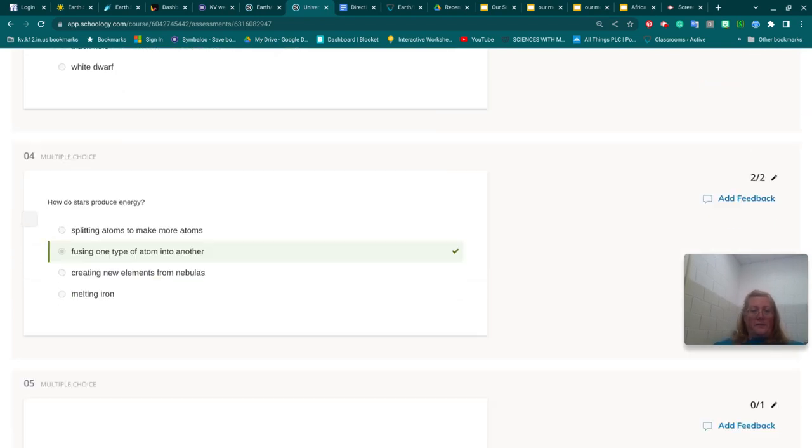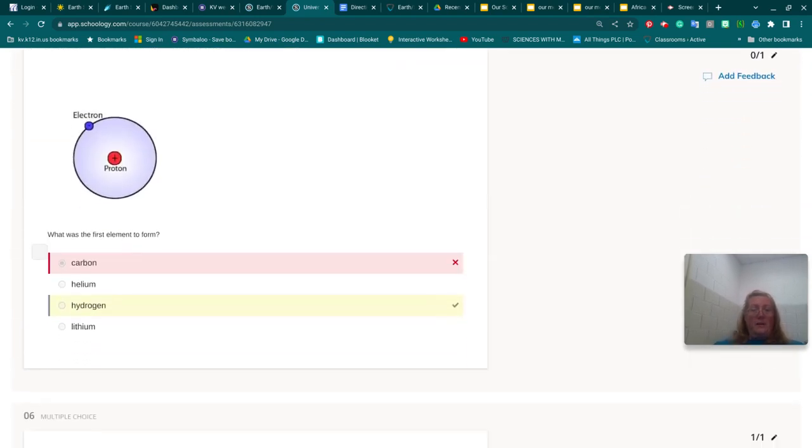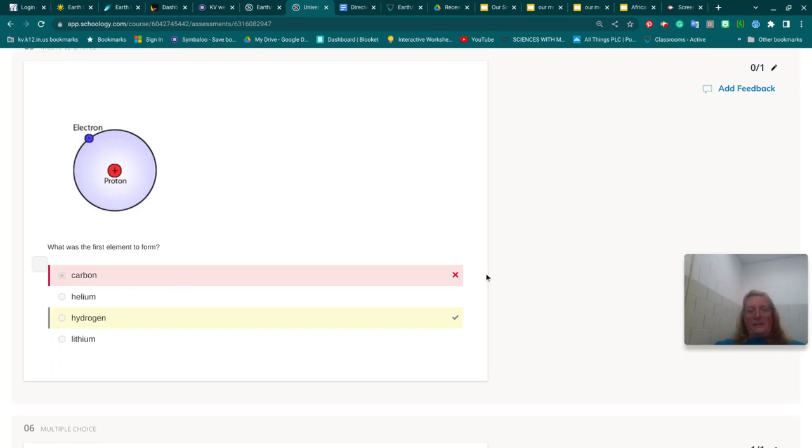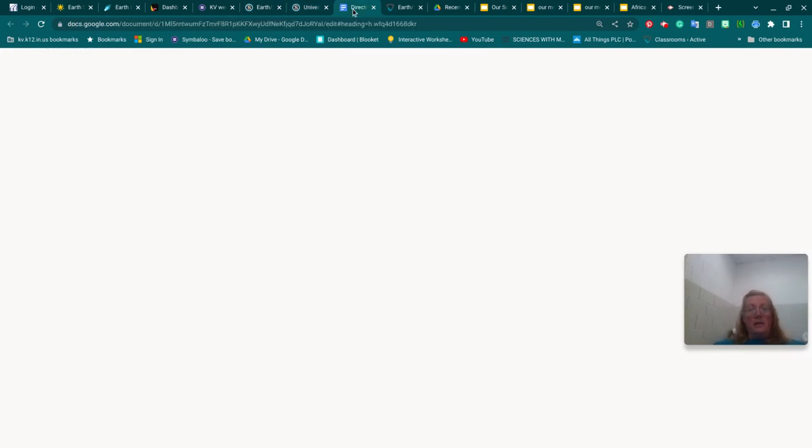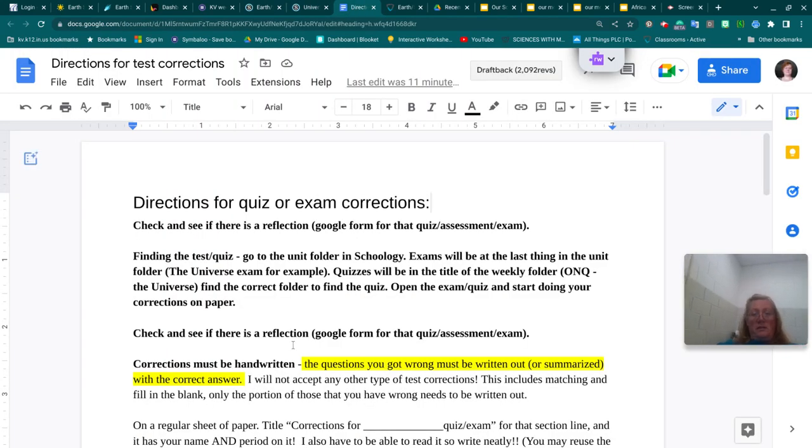So this person got the first few right. So what I see is that this one's wrong and this should have been your right answer. You only see what's wrong. Okay, so open up the exam, do your corrections on paper. So get a sheet of paper.